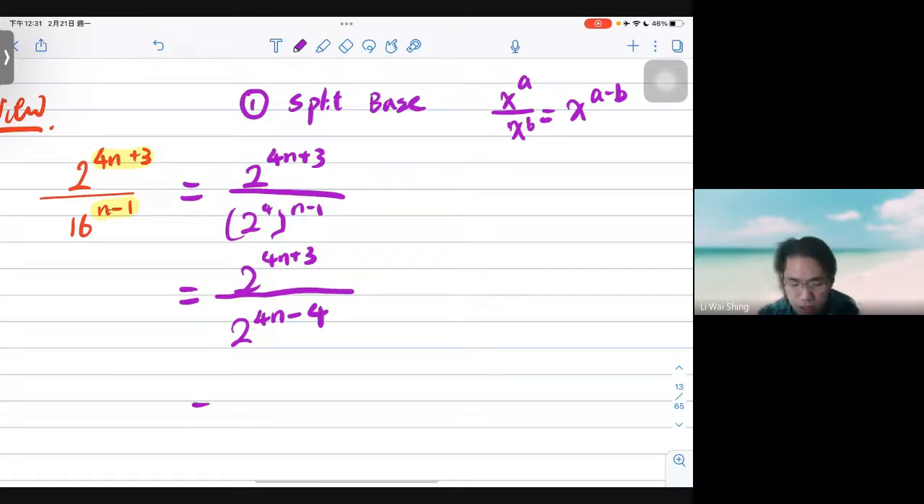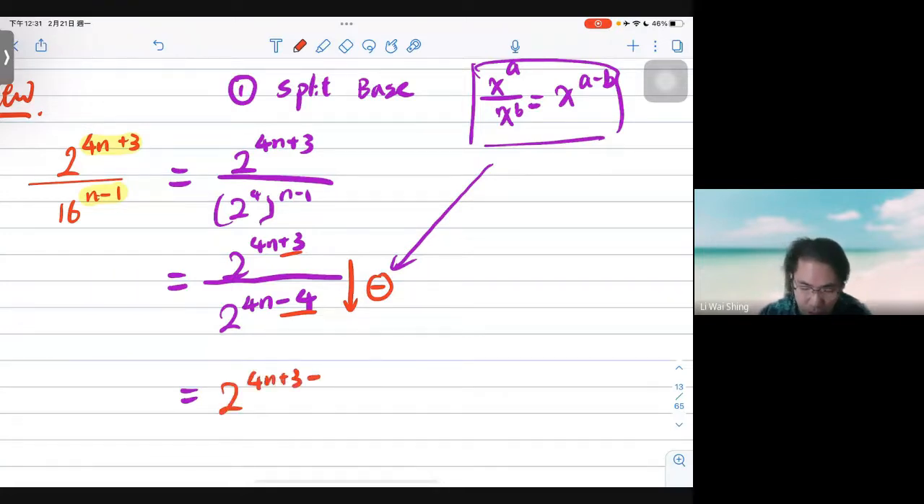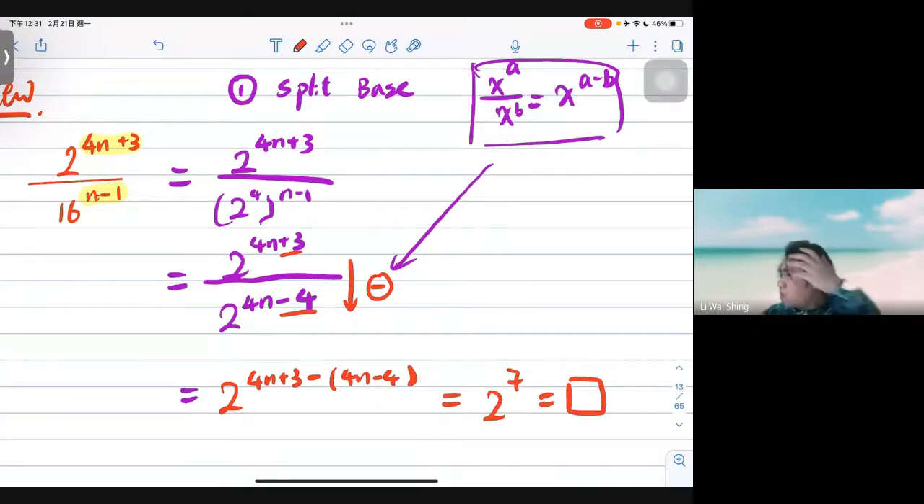All right, so here you will have the form of x^a over x^b equals x^(a-b). Remember, before you do the subtraction, compare which one is larger. So this time, the positive 3 is larger than your negative 4, so you should subtract the denominator from the numerator. 4n plus 3 minus (4n minus 4). So it should be 2 to the power 7 at last, and you'll find the answer yourself. All right?